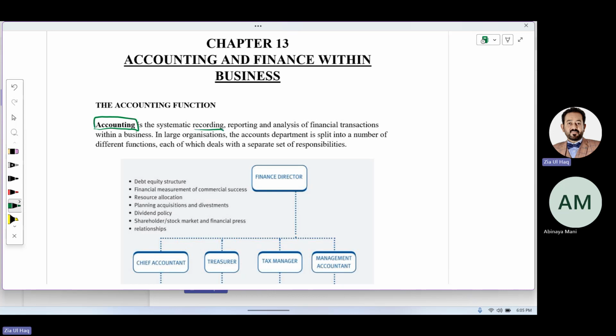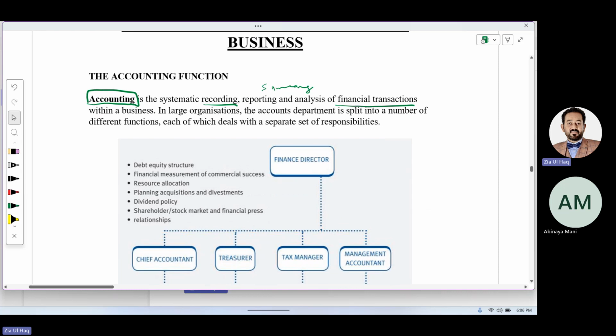Recording and summarizing financial transactions. Instead of reporting and analysis, we can say summarizing financial transactions. It means the financial transactions performed by a business are recorded and summarized. Summarize means to prepare financial statements according to those transactions, and that is called accounting. How can we record? We can record through double entry and prepare a ledger, that is recording. Summarizing is preparing financial statements.